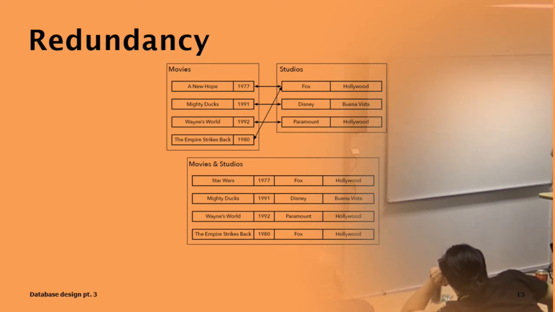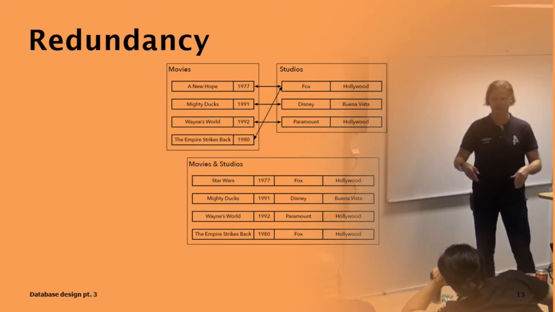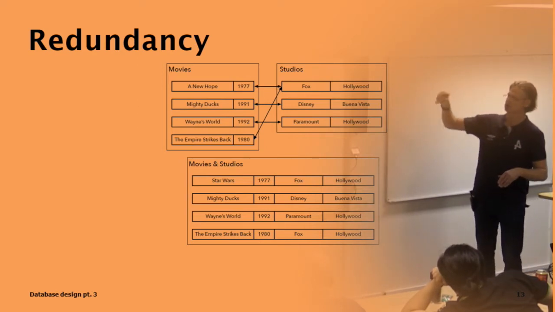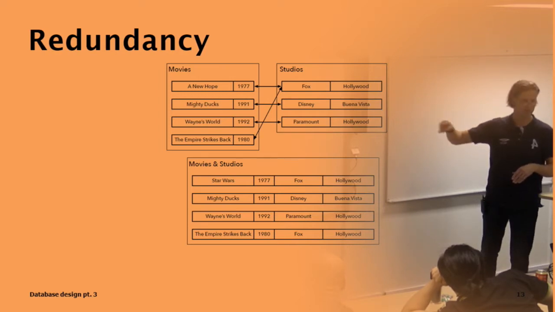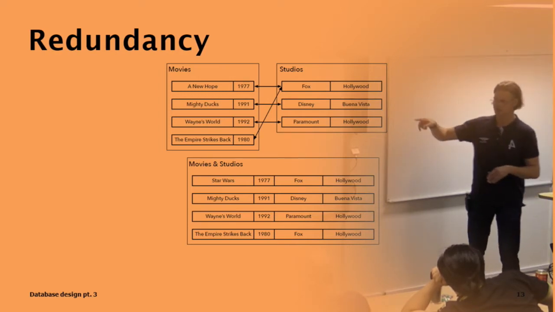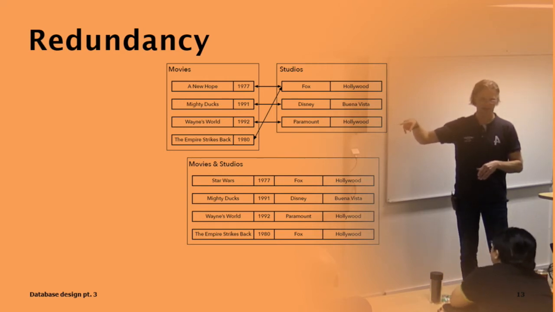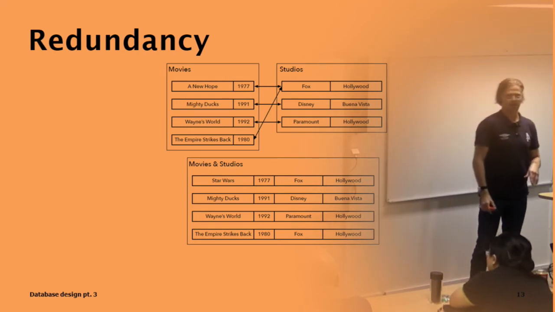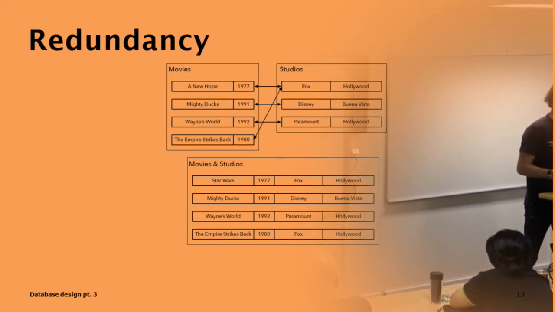So if you are creating a redundant system by design, you really have to make sure that if you change your address from Hollywood to Stockholm for the Fox studios, you have to change them everywhere. And this is a very simple example. It's just one table here. But if you have 50 of those entities, there might be a problem.